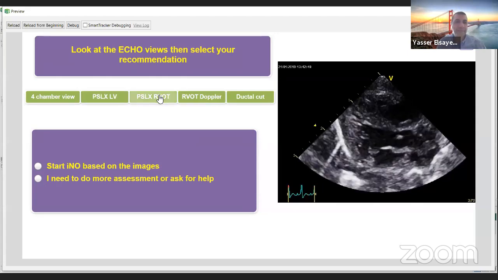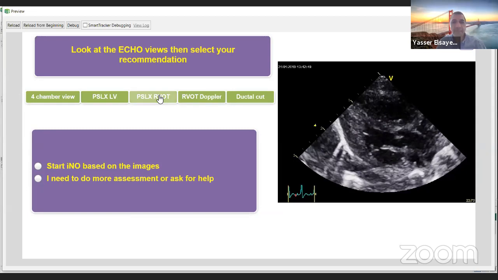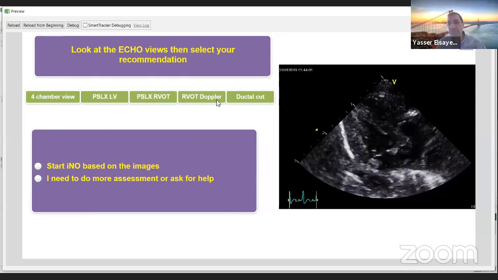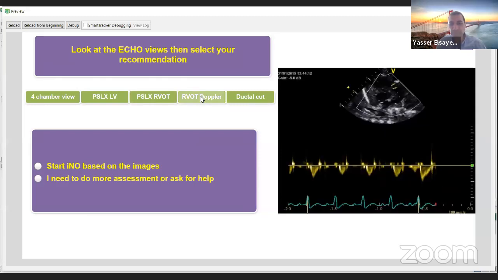And then we have the parasternal long axis view with the outflow tract, and they have the Doppler. With the Doppler, you can calculate the cardiac output. You can realize now the outflow Doppler VTI is very small. Cardiac output is very minimal in this case.